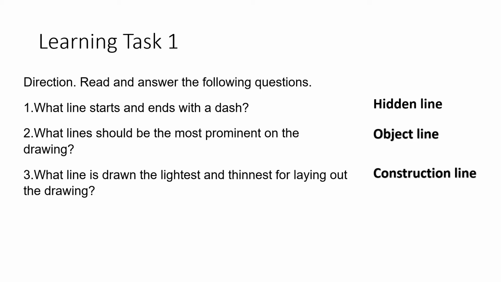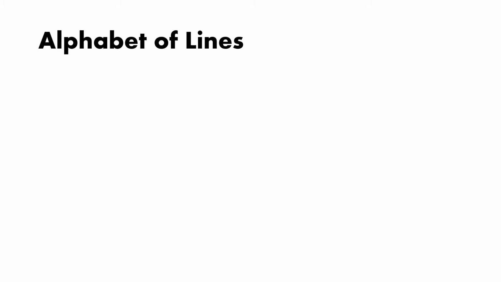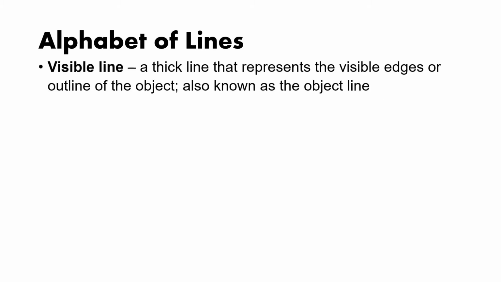Let's proceed to our lesson proper. Alphabet of lines. Visible line: a thick line that represents the visible edges or outline of the object, also known as the object line.